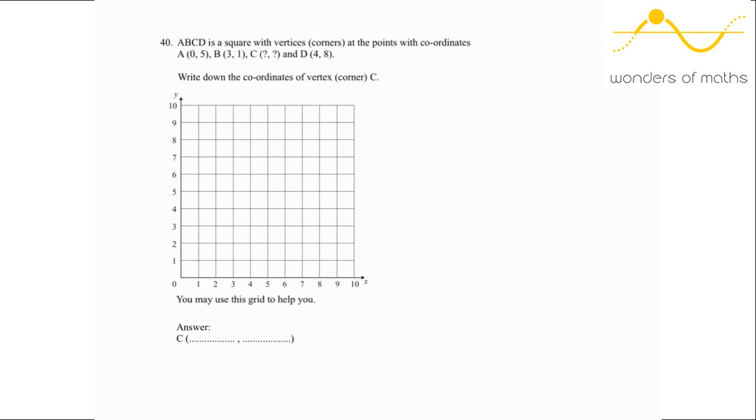In this question we've been given a grid, so the first thing we can do is plot the points we already have. You will already know from class that the first number in a set of coordinates represents the position of the point along the x-axis, and the second represents its position along the y-axis. So we know that point A is at 0, 5: 0 on the x-axis and 5 on the y-axis.